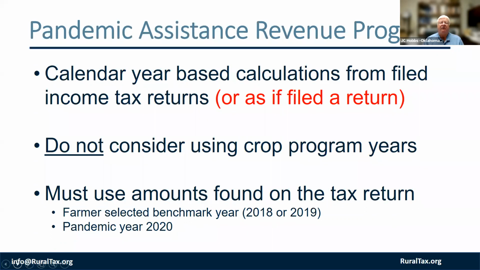So, the Pandemic Assistance Revenue Program. Some things to remember: this is a calendar year based program. So we're looking at calendar year based calculations from filed income tax returns, or that can also come from situations where a tax return was not necessary to be filed, but you would still qualify. So it comes from the income tax returns. And you've got to remember, if you weren't required to file a Schedule F, but you were a farmer, you can and do have the ability to apply for PARP.